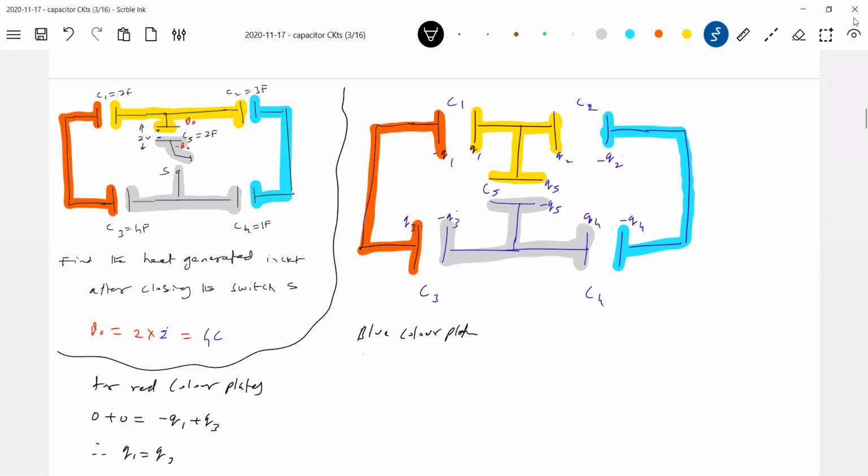Blue color plates. So what was the charge? 0 plus 0 minus Q2. Anything, I'll make it positive or negative, it'll be easy for us. Minus Q2 plus Q4. So Q2 equal to Q4. This is the thing. Okay, next, let me go for yellow color plates.